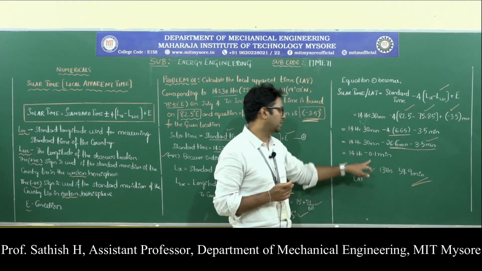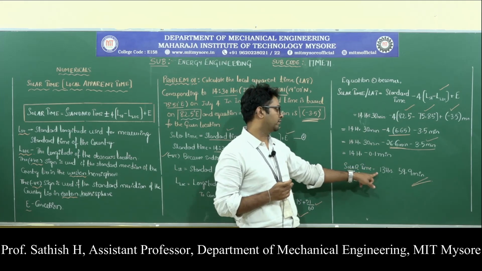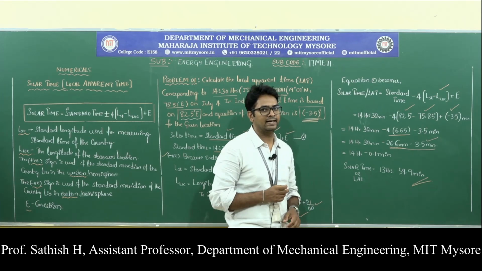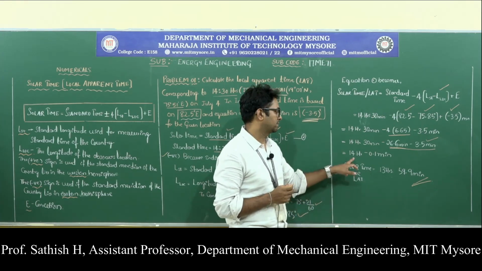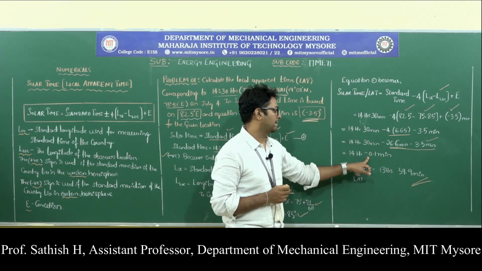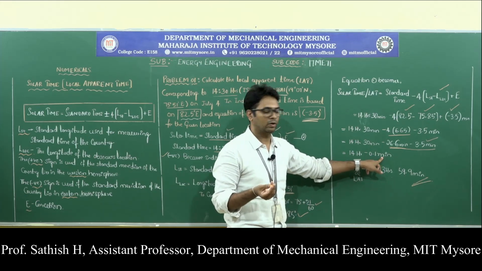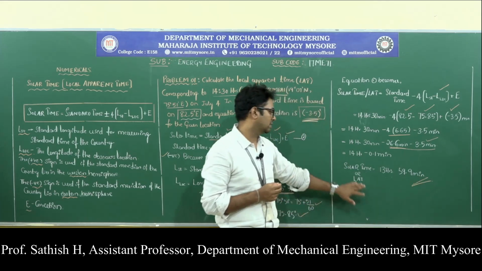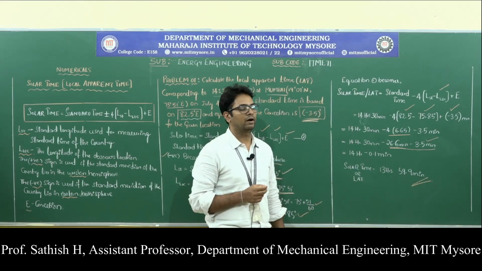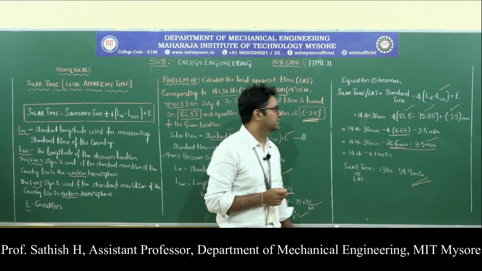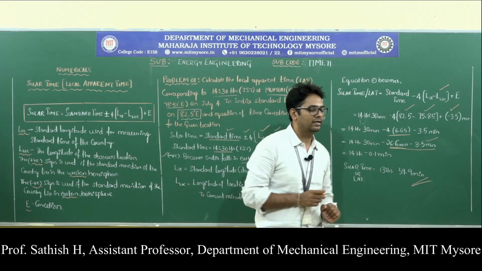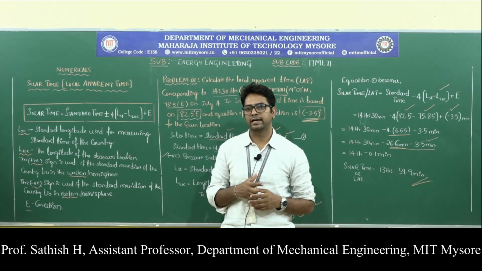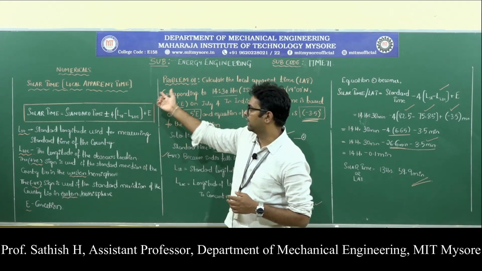Subtracting 0.1 minute from the 14 hours, you will get 13 hours 59.9 minutes. That is the answer for solar time, or LAT. This is how, when the problem is given, you solve for solar time, which is also called local apparent time.